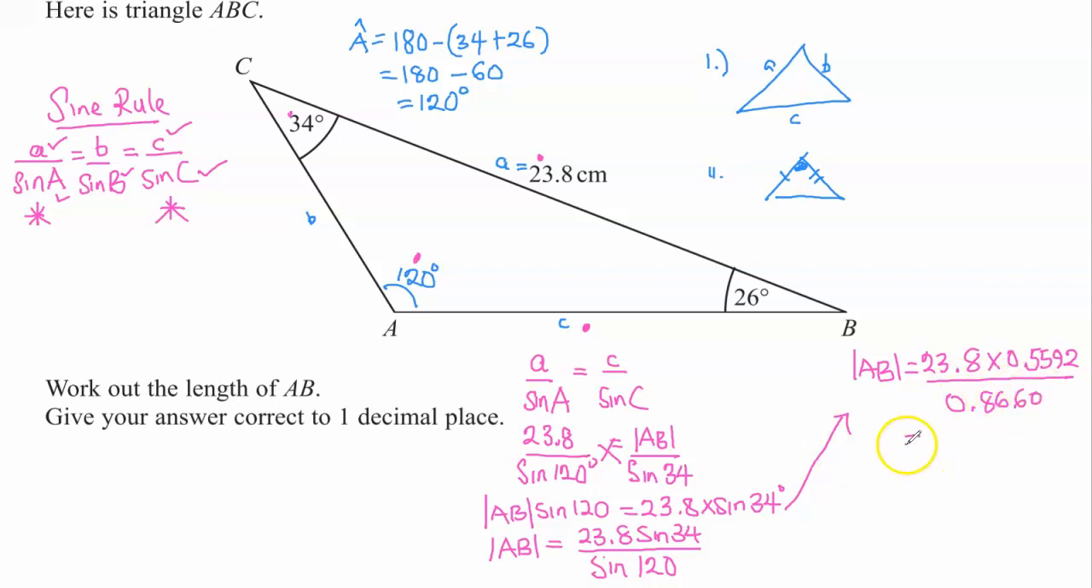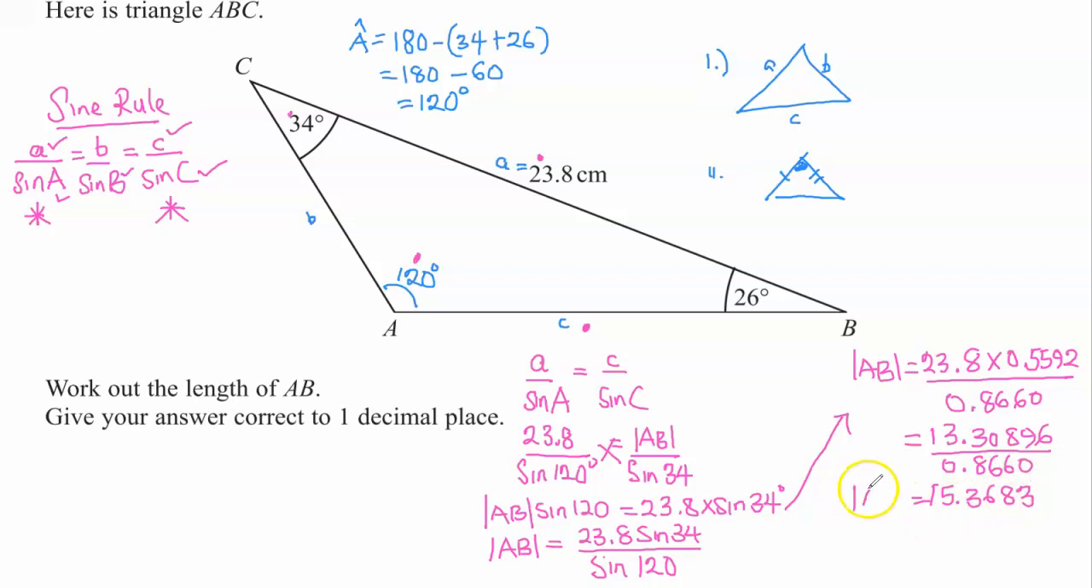So multiplying 23.8 by 0.5592 produces 13.30896, divided by, we have 0.8660 underneath. So dividing this 13.30896 by 0.8660, we are going to get 15.3683.